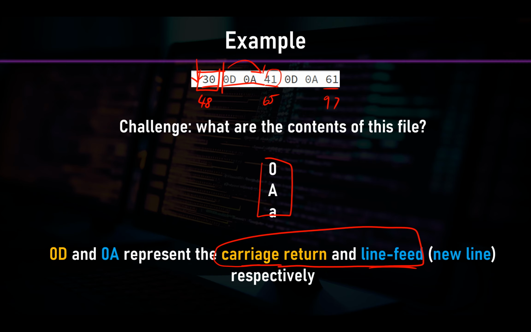Then when we call read line again, it's going to get this 41. Then here it's going to see there's another new line. So in this case, it's just going to get 41. Then again, it's going to skip over this new line. Then it's going to get this one. Then of course, it's going to reach the end of the file.